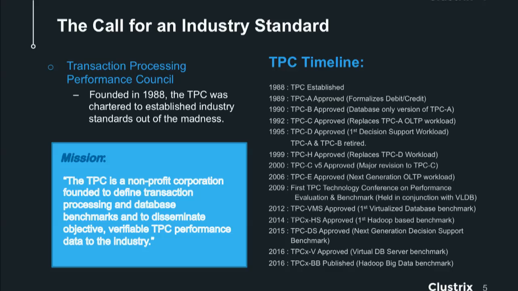TPC-B is the same benchmark, actually, but ran as a database-only test. A was a system test. TPC-C replaced TPC-A as the OLTP workload. Some of you probably have heard of TPC-H, which is the current kind of decision support and analytic query model that comes out of the TPC. There's a number of different other ones in here.